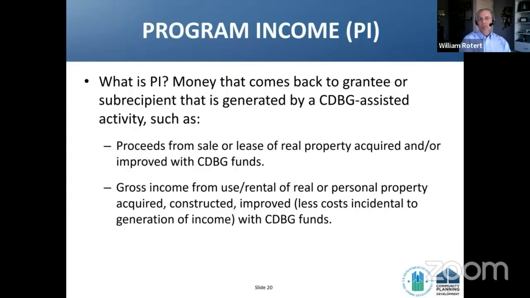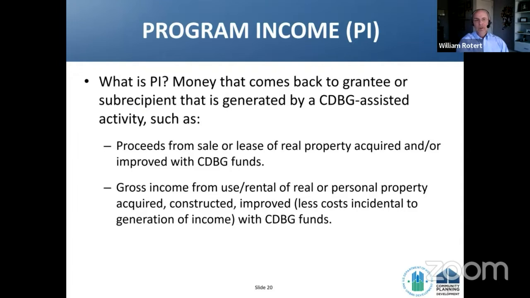Okay, now let's talk about program income. I have spent a considerable amount of my consulting career dealing with this issue. It's amazing how often people get confused about what is and is not program income. But it's important that you understand this and you identify and you deal with program income correctly. So what is program income? Stated broadly, it's any money that comes back to the grantee or your subrecipient, such as a nonprofit group, that is generated through the use of CDBG funds.